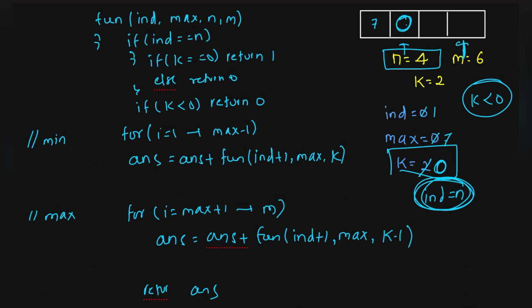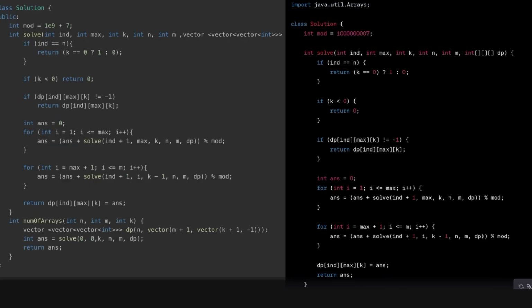Now let's check the Java and the C++ code. So this is my CPP code and this is my Java code. You can check according to your own convenience. What we did is we simply implemented recursion. The only thing is I use DP so that we can optimize, since it can contain overlapping subproblems.